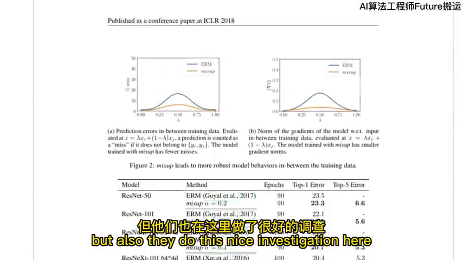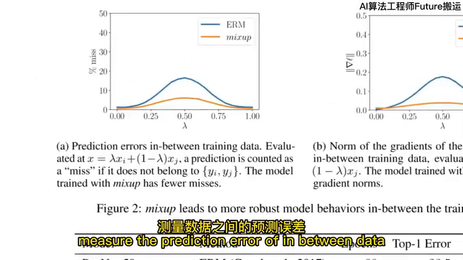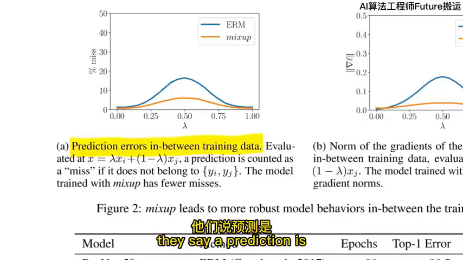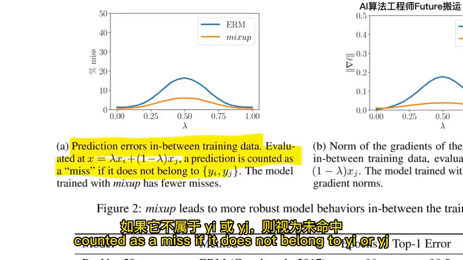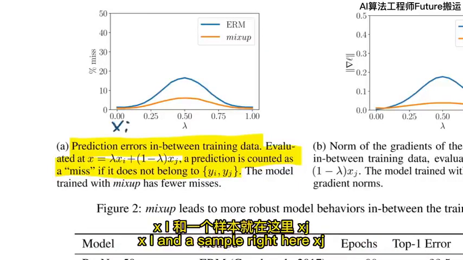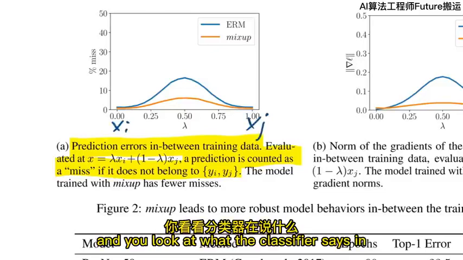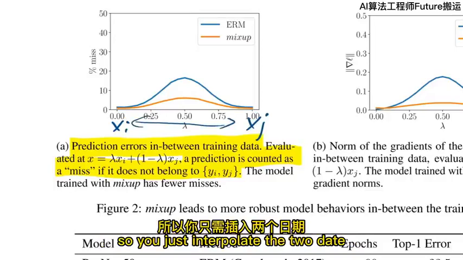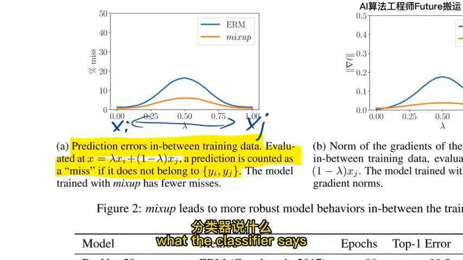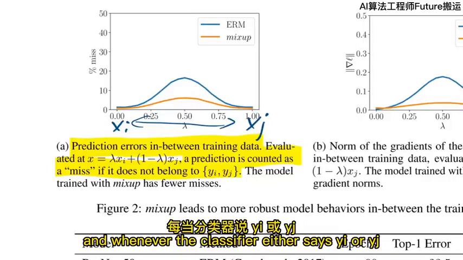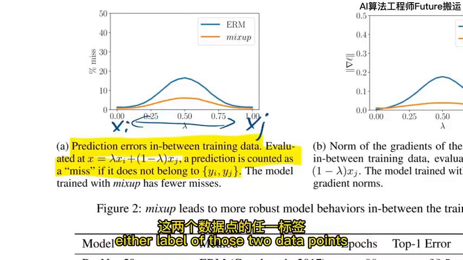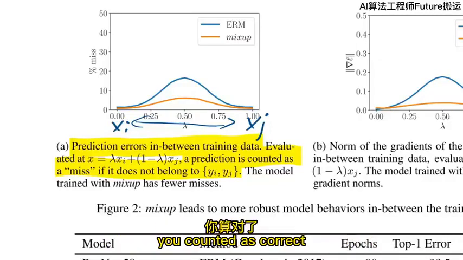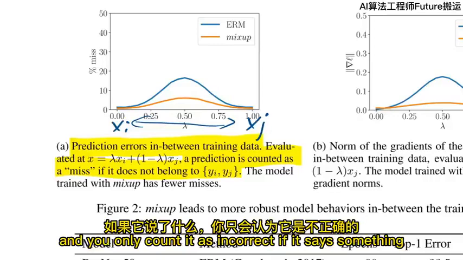But also they do this nice investigation here where they measure the prediction error of in-between data. What it means is they say a prediction is counted as a miss if it does not belong to yi or yj. So you have a sample right here, xi, and a sample right here, xj, and you look at what the classifier says in between the two data points. So you just interpolate the two data points and measure what the classifier says. And whenever the classifier says either yi or yj, either label of those two data points, you count it as correct. And you only count it as incorrect if it says something else.